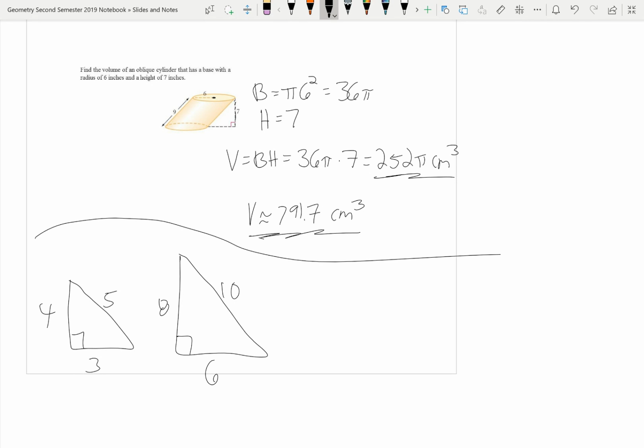In fact, I believe in number 2 on the homework, it is a 3, 4, 5 right triangle, and so you'll use that to find one of the sides of the triangle to find its area. But I'll go ahead and go over that in the notes. Okay, that concludes the 11.2 notes.